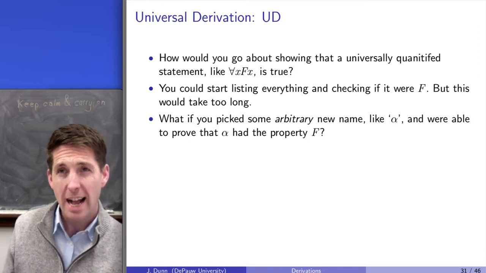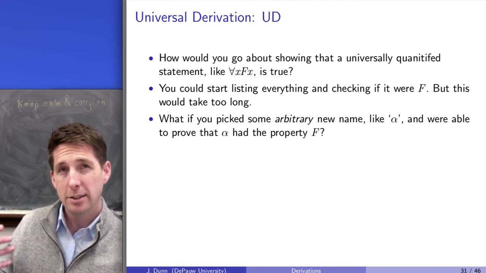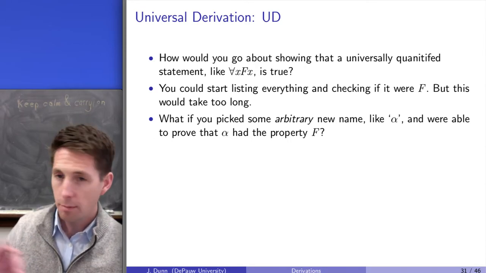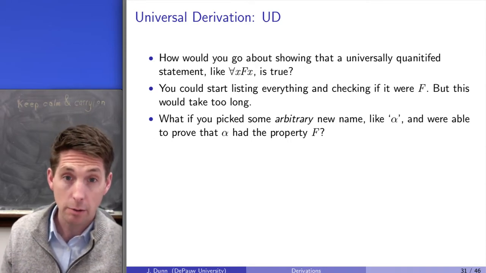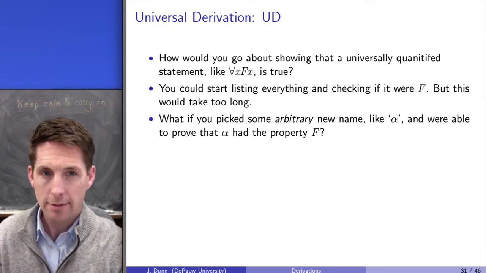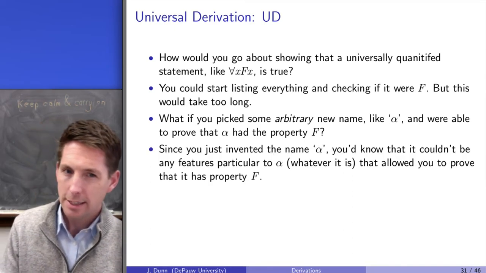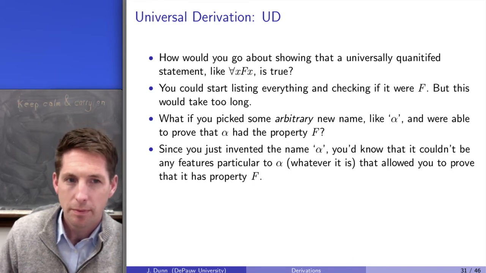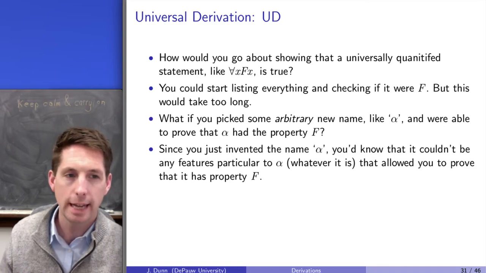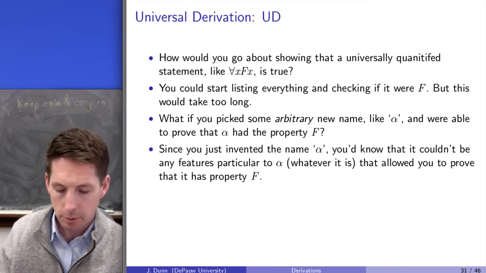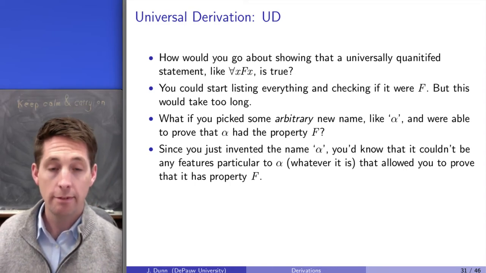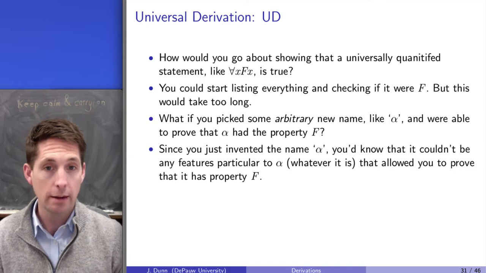That would suggest that there's something special about property f that allows you to prove that some arbitrary individual you know nothing about, alpha, has property f. Not only is there something special about f, it suggests that since you just invented the name, it couldn't be any features particular to alpha, whatever it happens to be, that allowed you to prove that it has property f. It must be something more general. It must be that anything really could be proven to have property f if you could prove of some arbitrary alpha that it had property f.